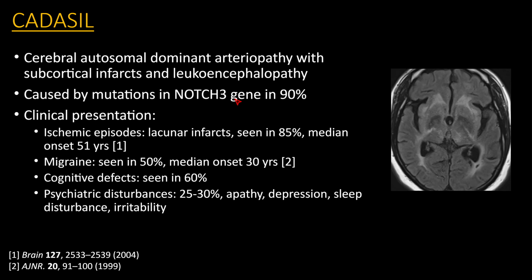The clinical presentation in CADASIL can vary. Sometimes it can present with ischemic episodes, which tend to be lacunar infarcts, seen about 85% of the time, with median onset being 51 years of age. So it's truly an adult onset disease. When I say ischemic episode, these are clinical ischemic episodes, not just lacunar infarcts that you can see on imaging, but a clinically evident infarct with focal neurologic deficits, not just asymptomatic infarcts.